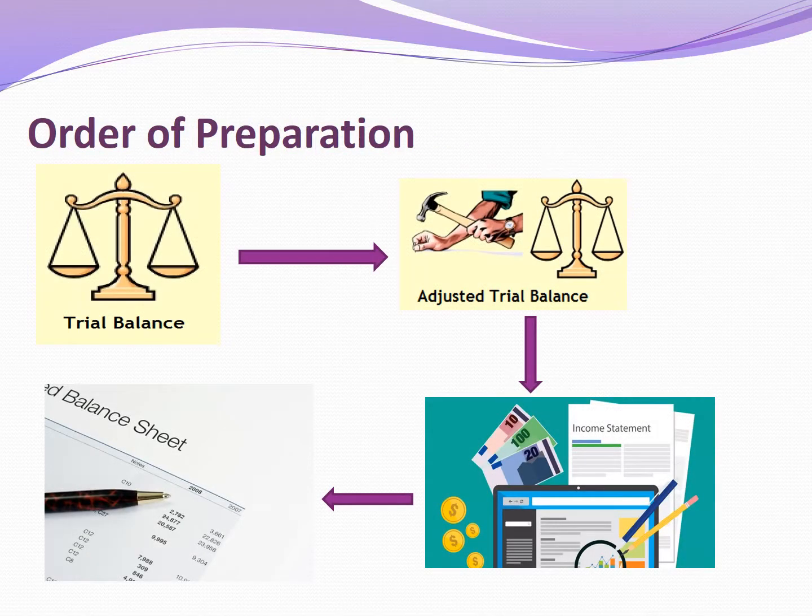There is a logical order for preparing the financial statements because they build on one another. The first step in the process is the trial balance. The trial balance is the balance of all the accounts at the end of the accounting period. After the trial balance is complete, adjusting entries are made to the trial balance. The first financial statement that is compiled from the adjusted trial balance is the income statement. Finally, the balance sheet is prepared.